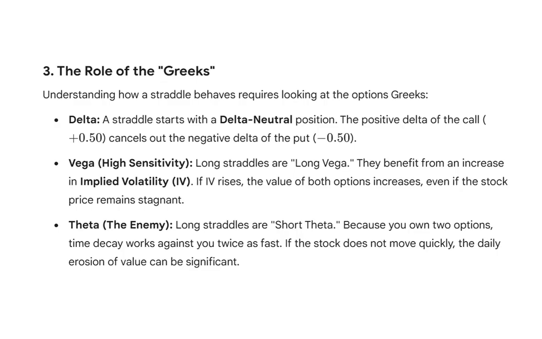Vega: high sensitivity. Long straddles are long vega. They benefit from an increase in implied volatility, IV. If IV rises, the value of both options increases, even if the stock price remains stagnant. Theta, the enemy: long straddles are short theta. Because you own two options, time decay works against you twice as fast. If the stock does not move quickly, the daily erosion of value can be significant.